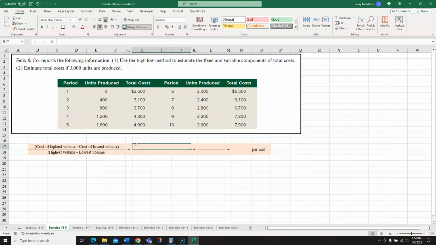So in order to do the high-low method, we're going to pick out the highest and the lowest level. On the numerator of our division, we're going to take the cost of the highest volume minus the cost of the lowest volume. The cost of the highest volume, where we produced 3,600, was $7,900. So I'm going to do $7,900 minus the cost at the lowest level of activity, which is 2,500.